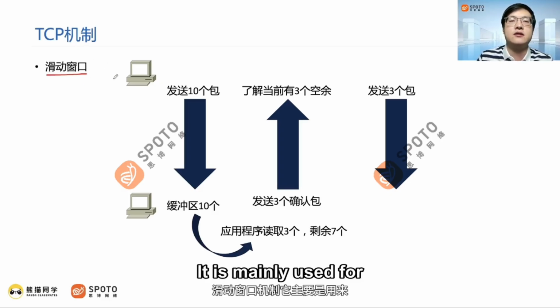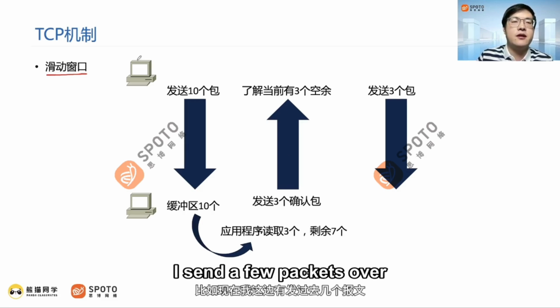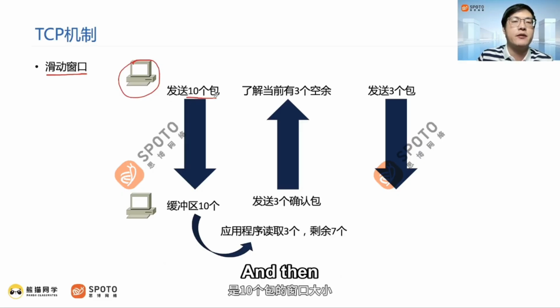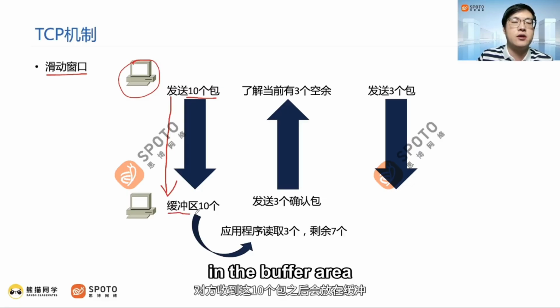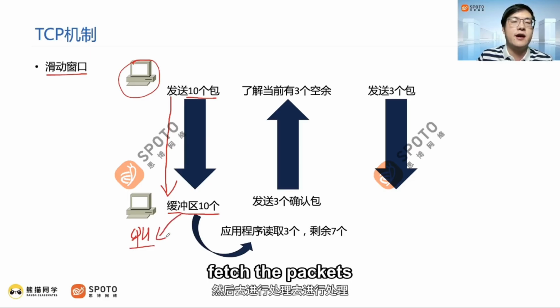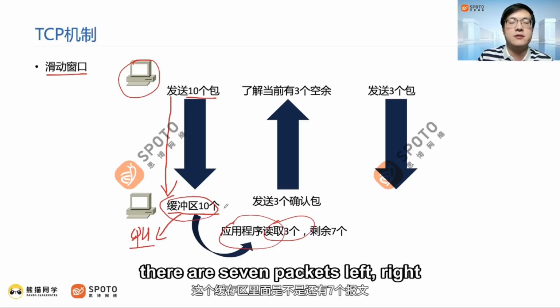It is mainly used on busy links for flow control. For example, I send a few packets over. Suppose the window size now is 10 packets, right? And then I send them to the receiver. After receiving these 10 packets, they are placed in the buffer area, and then my CPU, these processes, or some application protocol will fetch the packets from the buffer and process them. For example, it now reads 3. Then in my buffer, there are 7 packets left, right?